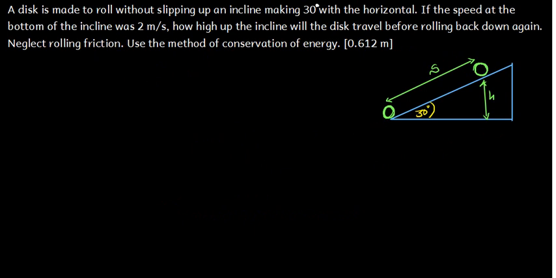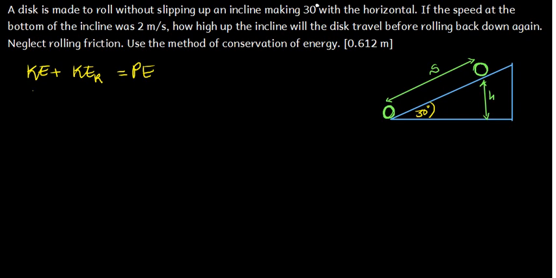Because the disk is rolling, it has kinetic energy because it's moving. Because of rolling, it also has rotational kinetic energy. It doesn't have any other energy here because potential energy at the very bottom is zero, because the height is zero. And as it goes up, all the energy is going to be converted into potential energy. It will stop moving when it reaches this point, when it will roll back.